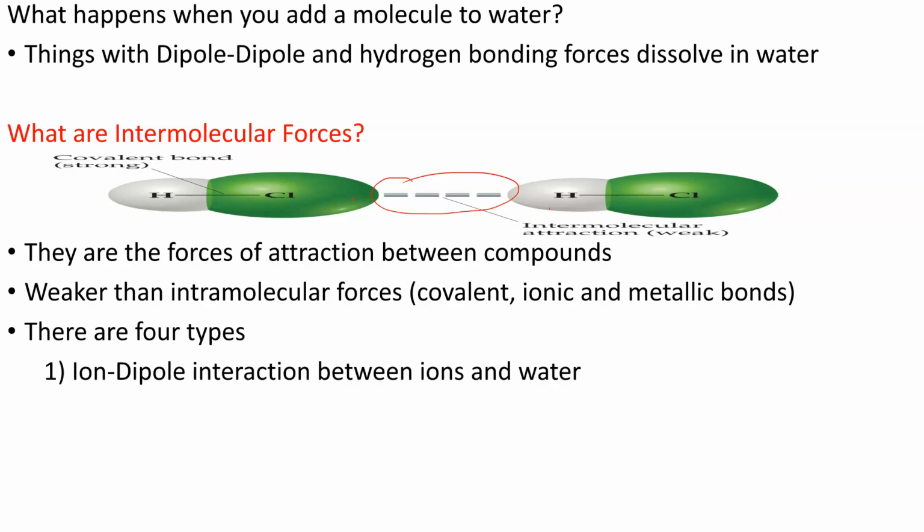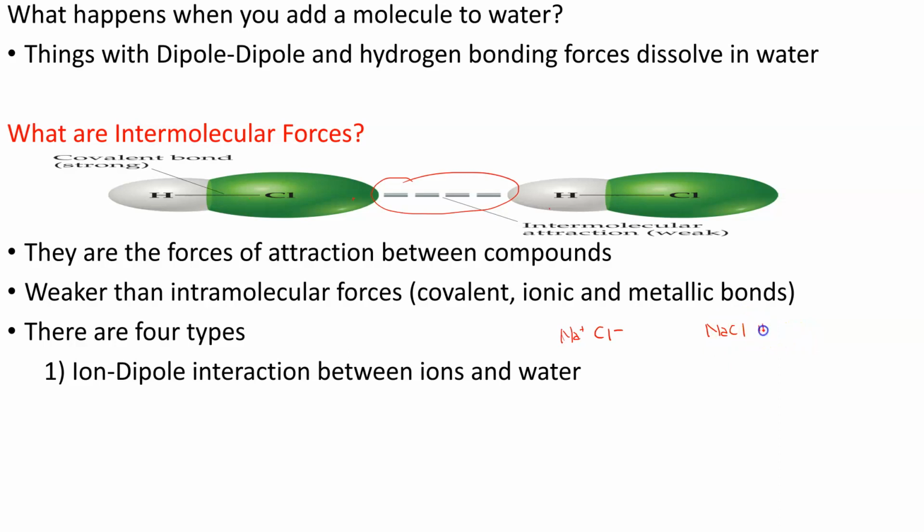And there are four types, and here's the hierarchy. The strongest is ion-dipole interactions. These are between ions and water. So, for example, you add Na+ to water, and we'll add NaCl. This is an ionic compound. This is the cation, this is the anion. But when you have NaCl, it just looks like this, right? Just a compound together. So what happens with water is it surrounds the NaCl molecule.